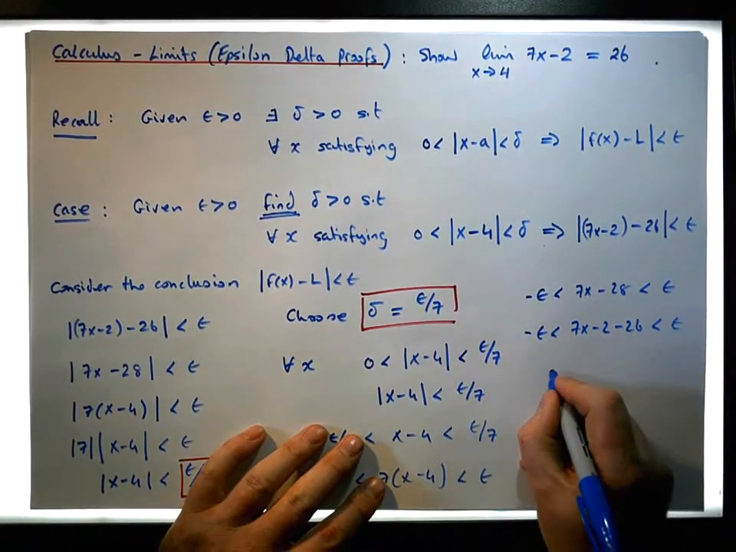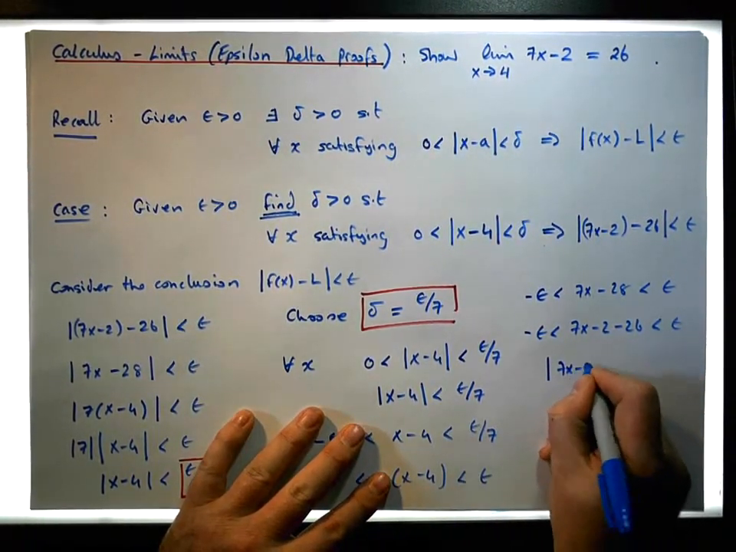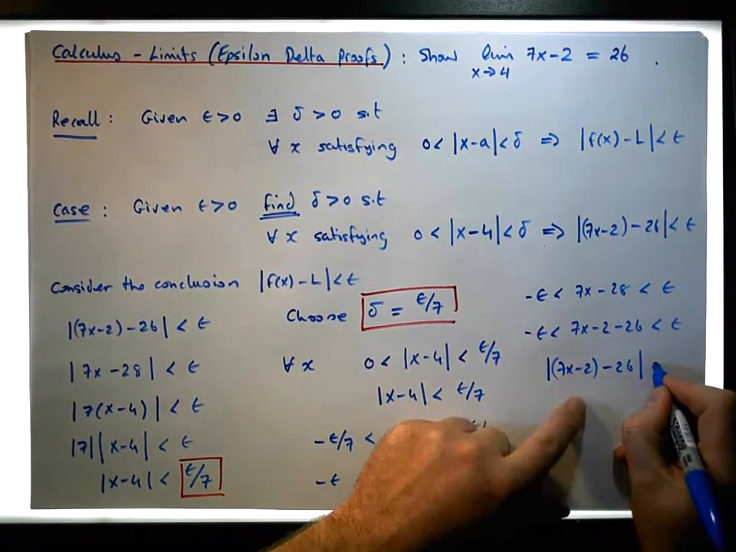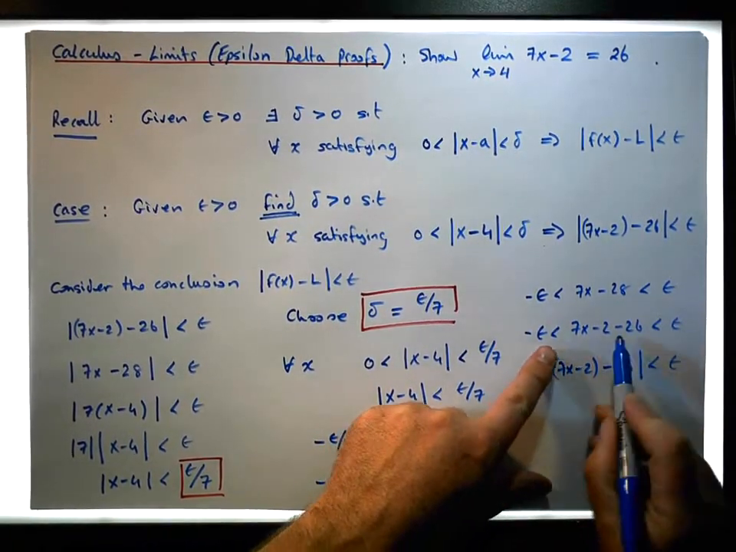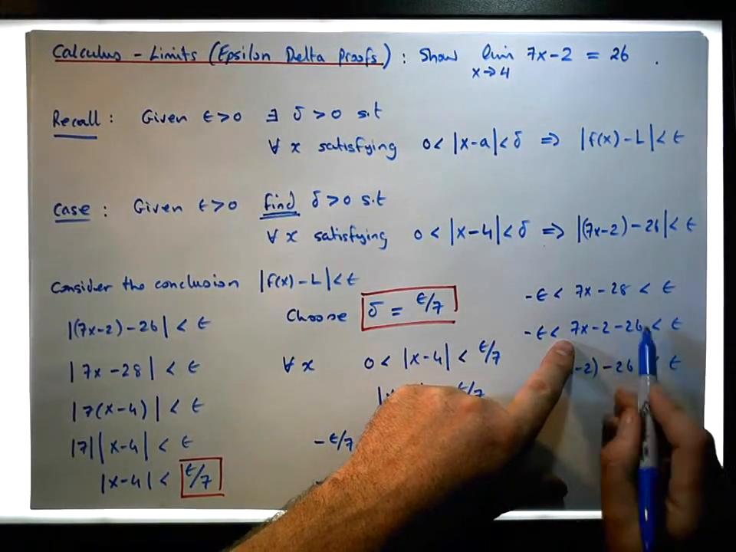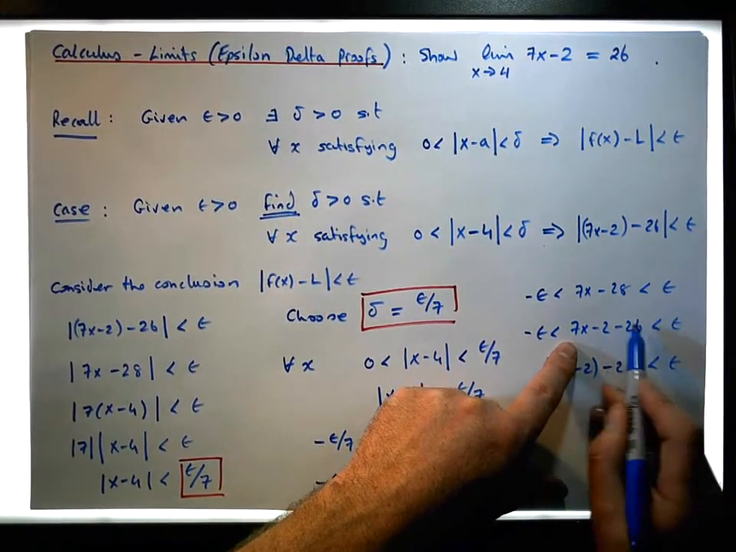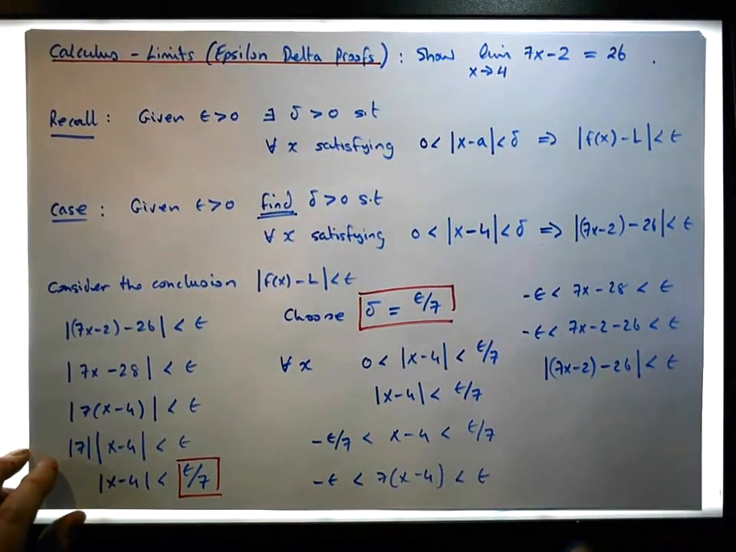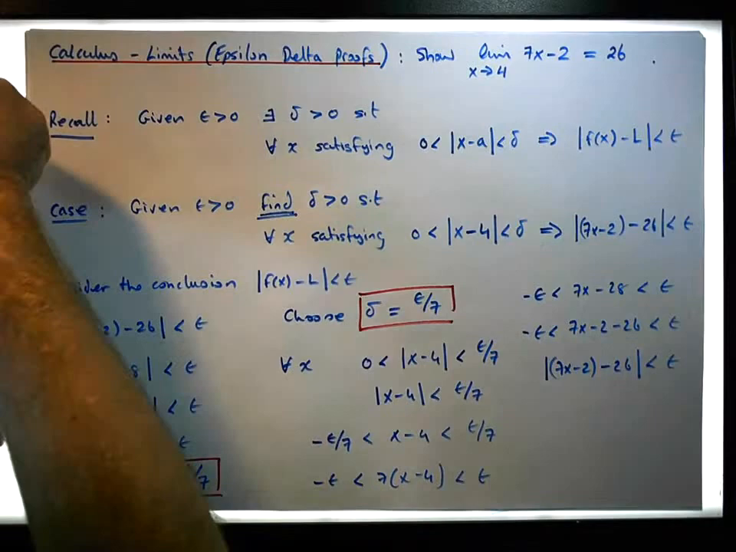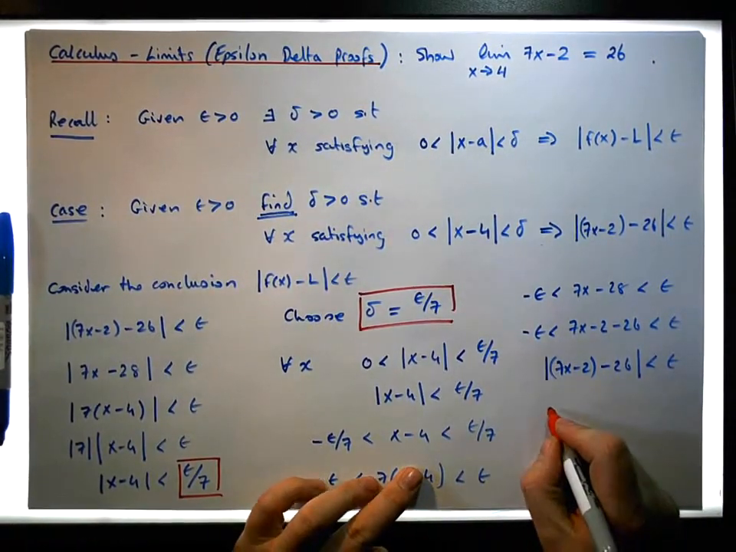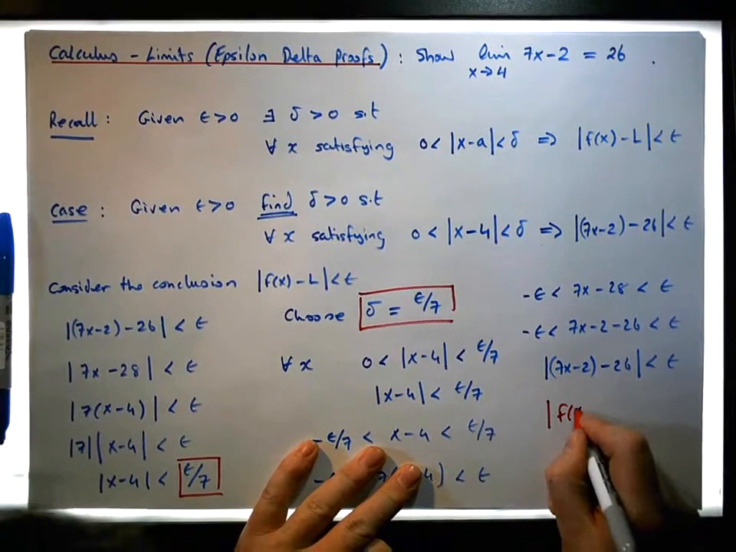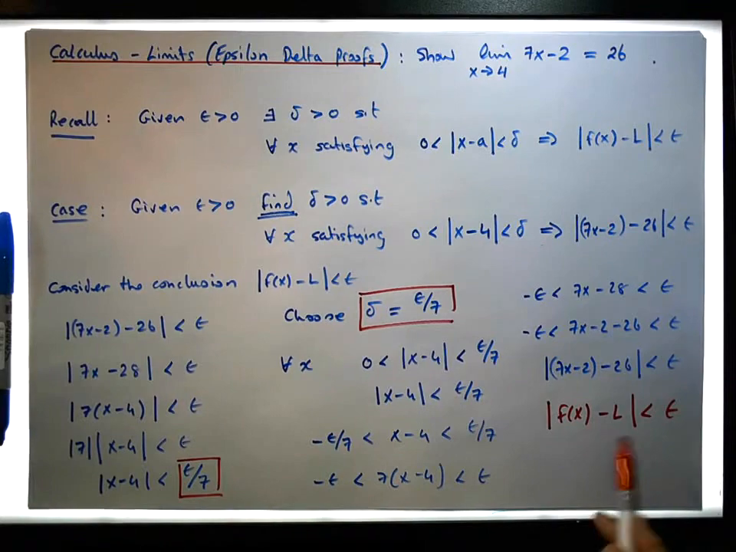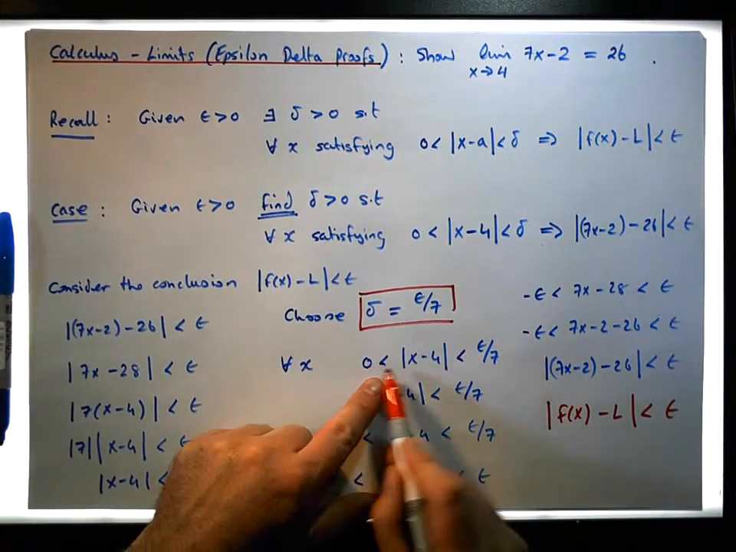So now what we have is that the absolute value of 7x minus 2, let's associate them together, minus 26 is less than epsilon, because that's what this particular inequality says. If this term is less than the positive epsilon, and bigger than the negative epsilon, then its absolute value must be less than the positive epsilon. And look, we've reduced this down into the form f of x minus L is less than some epsilon. And how did we get there?